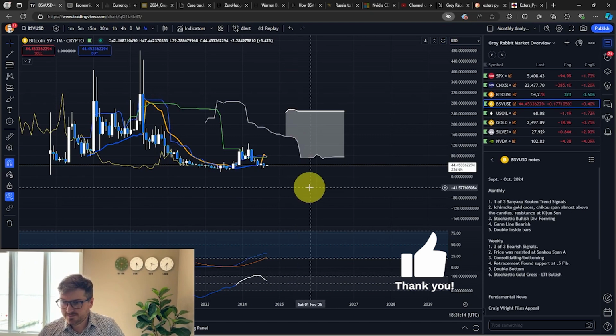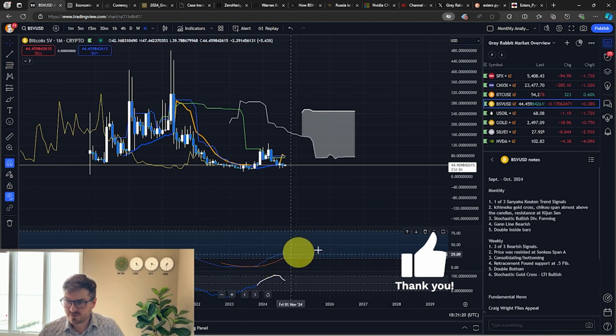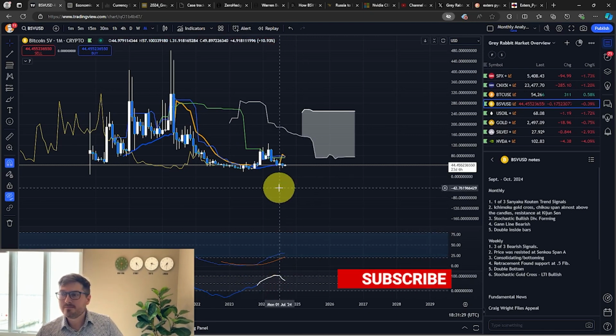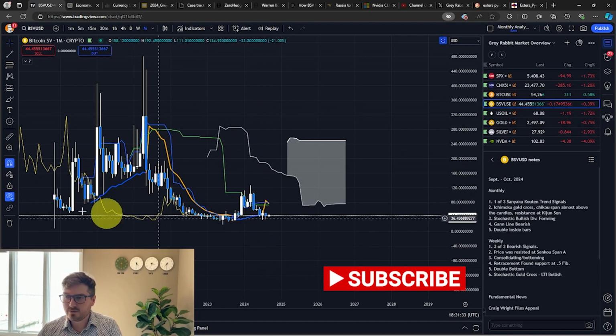Now, in terms of stochastic and LTI, we have a gold cross here in the oversold area. So that's a good sign. And we also have the LTI bullish, which looks like it might be going on an N wave up.